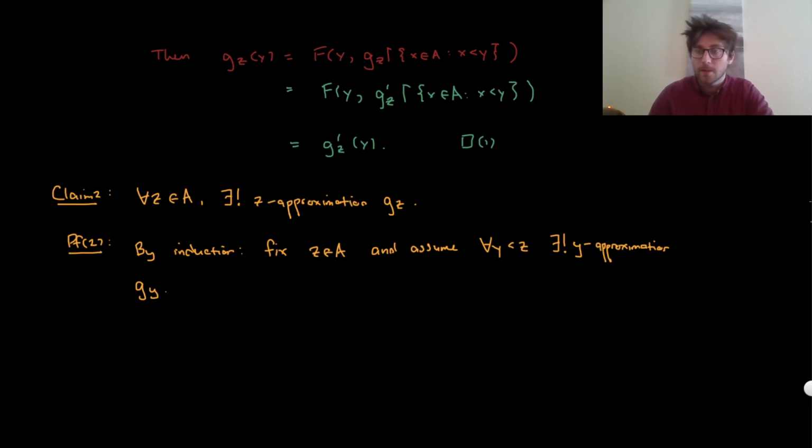And so what do we need to do now? We need to prove that there is a unique z approximation G sub z. But by claim 1, we actually only need to prove that there is a z approximation. Because by claim 1, we know that if there were two, they had to be equal to each other. So by claim 1, it is enough to show that there is a z approximation. Because then it would have to be unique.